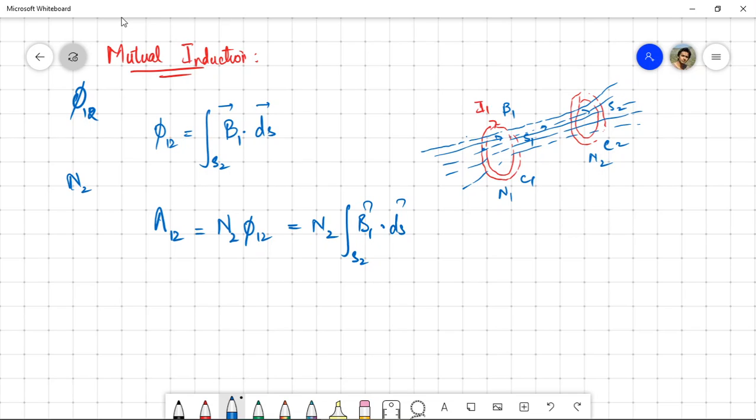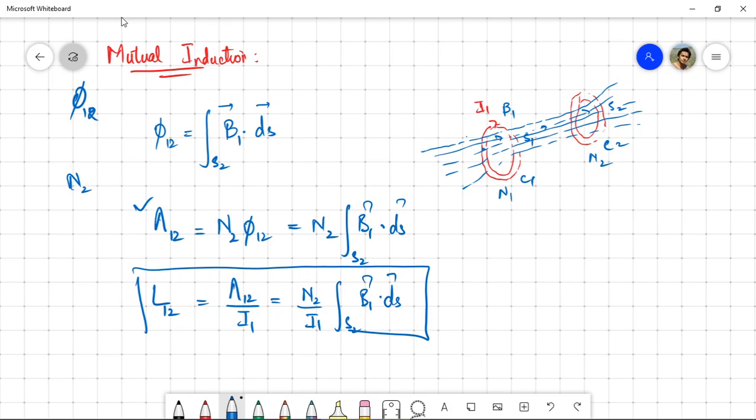Now we have the value of flux linkage. If we want to calculate the value of inductance, we will say that the flux linkage of 1 with 2 divided by the current passing through the first coil is N2 over I1 times the integral over S2 of B1 dot ds. So this is basically the value of mutual inductance. This is the inductance of the second coil due to the linkage of flux that was produced by the current flowing in the first coil. So this is the expression for that inductance.